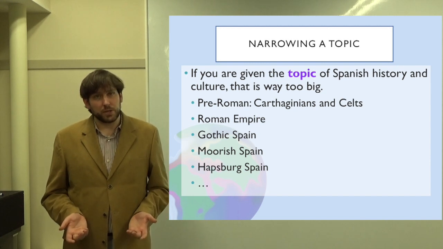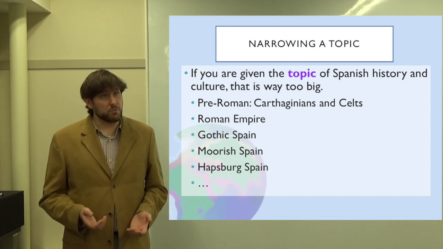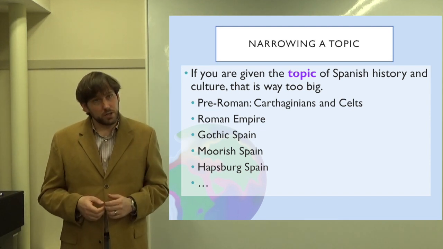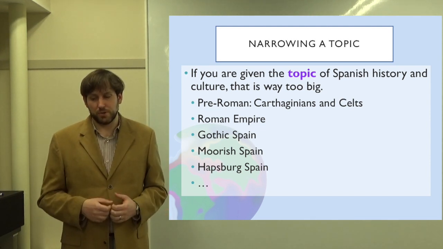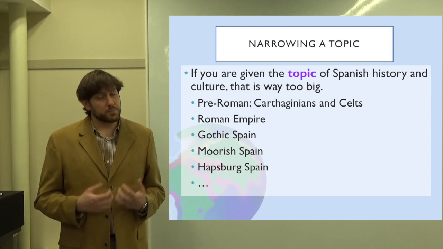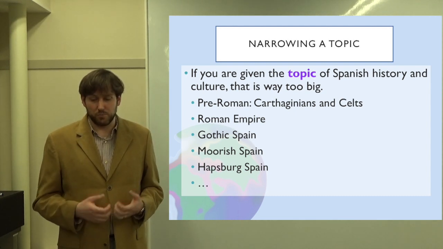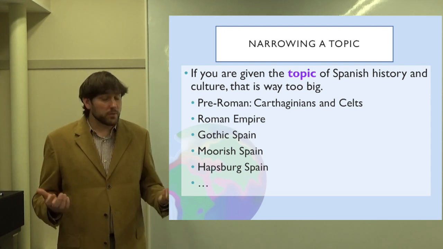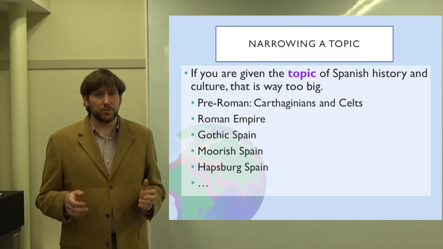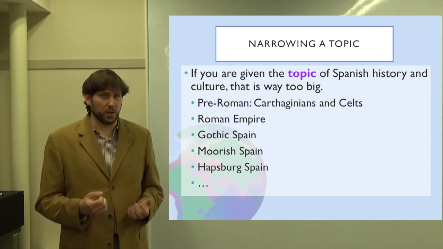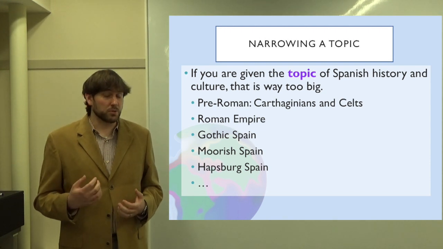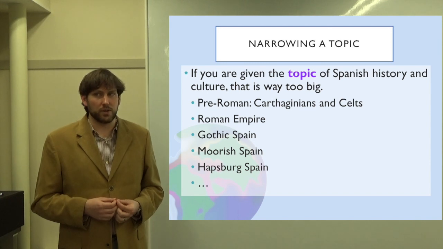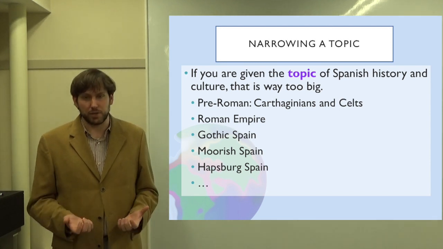If you were given the topic Spanish history and culture, this is way too big. If we just started by restricting to Spanish culture, we would already be looking at pre-Roman Spanish culture with the Carthaginians and the Celts, Spain and the Roman Empire, Gothic Spain, Moorish Spain, Habsburg Spain. We would have all of these different entities to talk about. All of this is way too big, even if you were writing a doctoral dissertation or a book. The odds that you would be able to write such an object are extremely low. Instead, first we need to master the idea of having a very simple argument and making that argument.